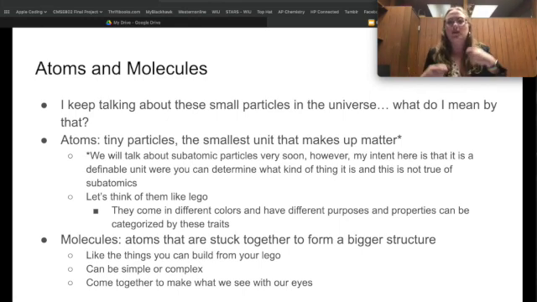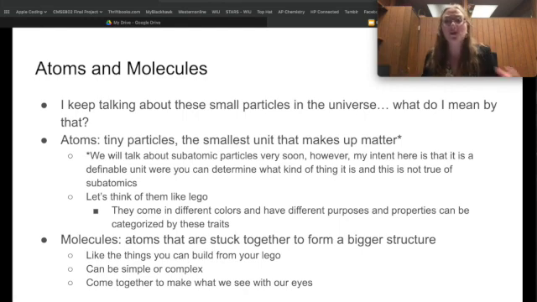So therefore, those kind of represent our atoms. However, molecules are atoms that are stuck together to form a bigger structure. So these are like the things you can build from your Lego. So that's like my spaceship. I've got a TIE fighter at home I'm going to make. I have built a Republic tank and stuff like that. So there's lots of different things you can build from your Lego.